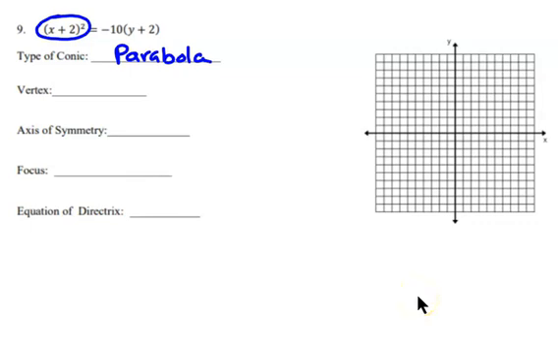Parabola. The big thing here is we want to decide if it's going up, down, or right, left.